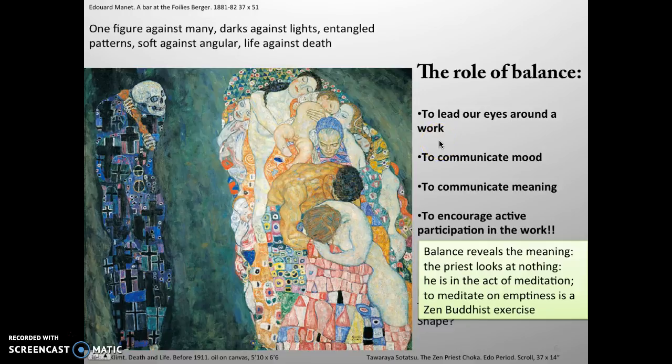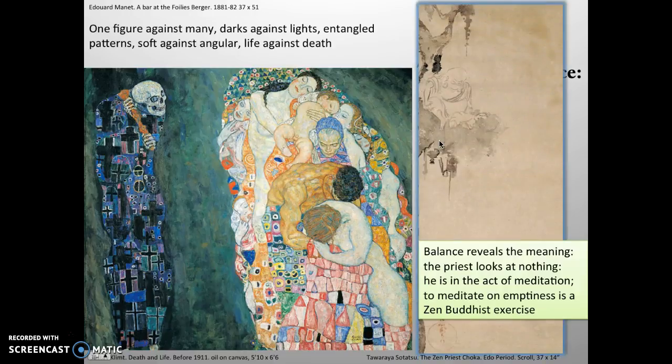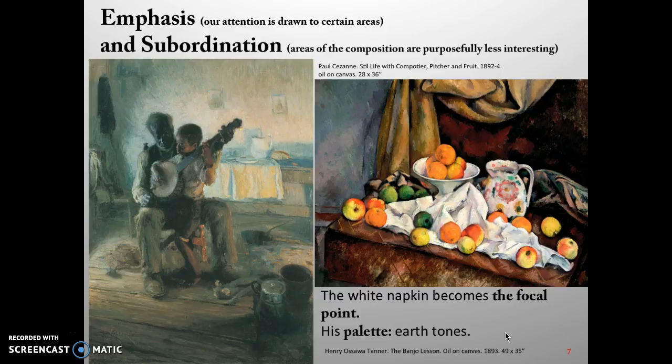In this work, you are looking at a Buddhist monk, and the balance is achieved by positive space against negative space. So in the act of what you're looking at in the work, the nothingness is part of meditation. So the meaning in the work even comes across in the way that the artist achieves a sense of balance.